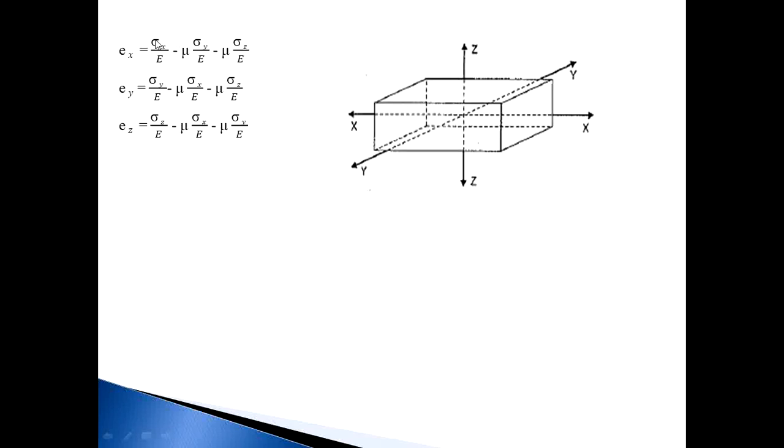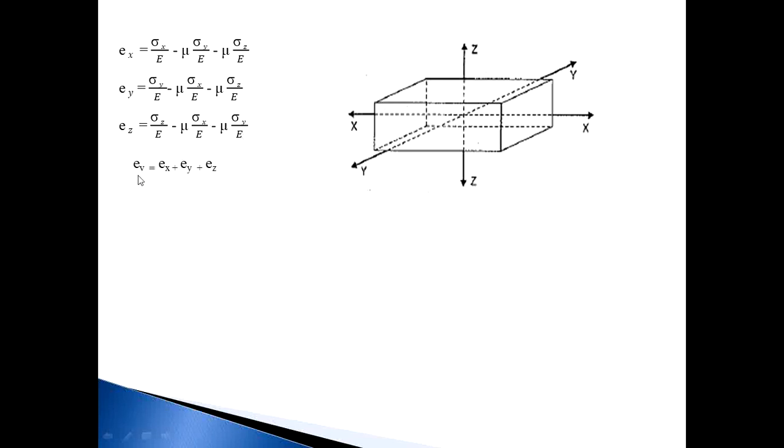So Ex is equal to sigma X by E minus mu sigma Y by E minus mu sigma Z by E. Ey is equal to sigma Y by E minus mu sigma X by E minus mu sigma Z by E. Ez is equal to sigma Z by E minus mu sigma X by E minus mu sigma Y by E. It is simple. When you consider X, the linear strain will be X and the lateral is the remaining 2, that is Y and Z. When you consider Y, linear will be Y, lateral will be X and Z. When you consider Z, linear will be Z, lateral will be X and Y.